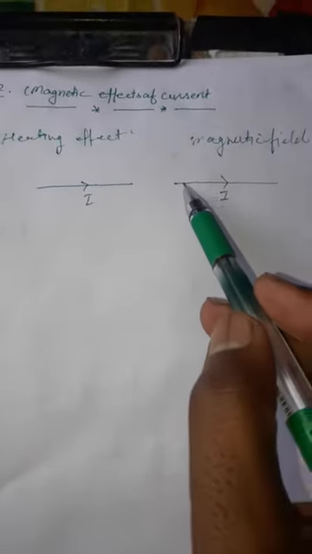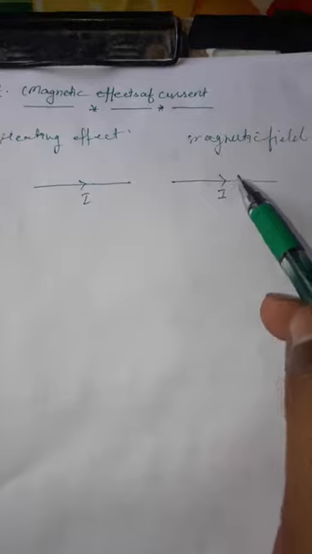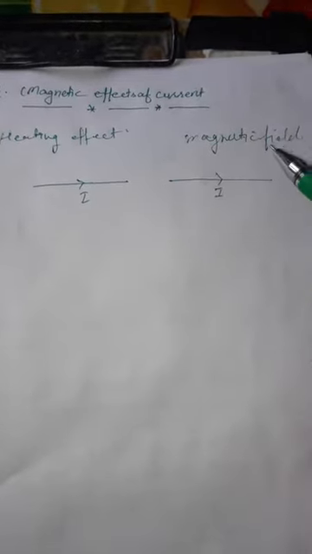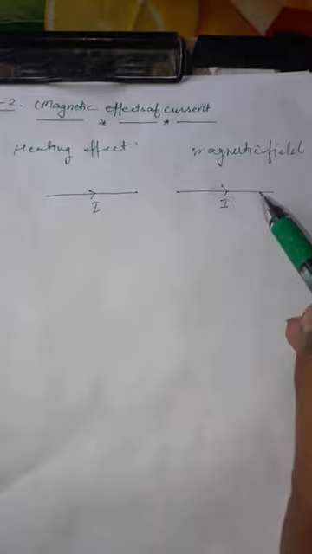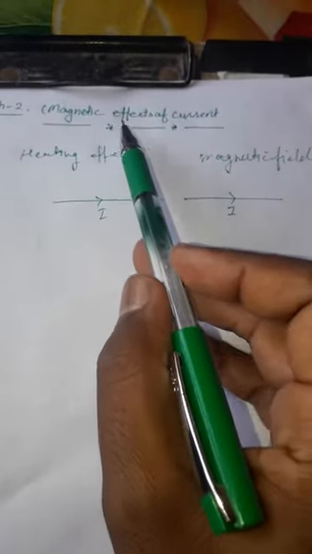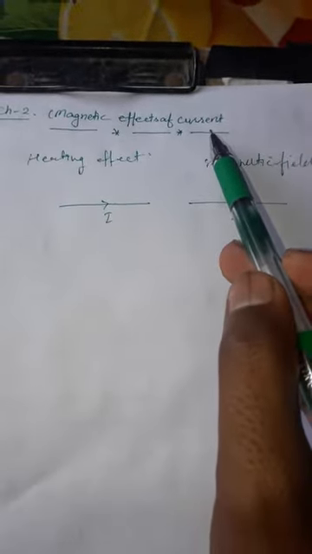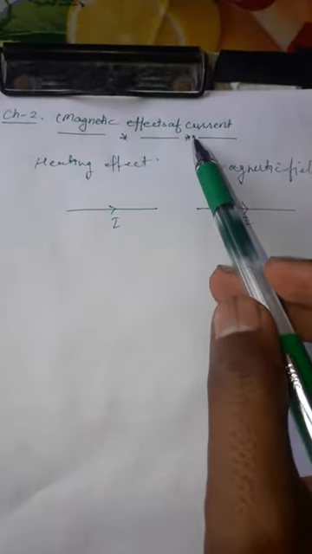It means that when a current is flowing through a wire, it produces a magnetic field around the wire. So the production of a magnetic field around a wire through which a current is passed is known as the magnetic effect of current. Let us discuss something about the discovery of the magnetic effect of current.